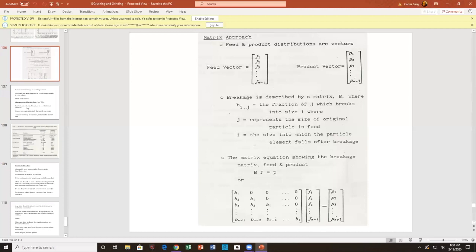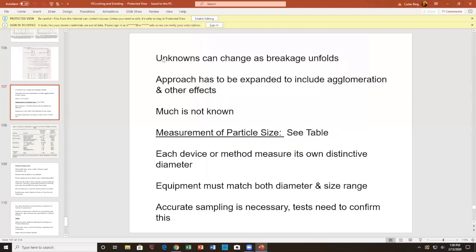Anyway, it's interesting. Unknowns can change as breakage unfolds. The approach has to be expanded to include agglomeration and other effects. Much is not known.